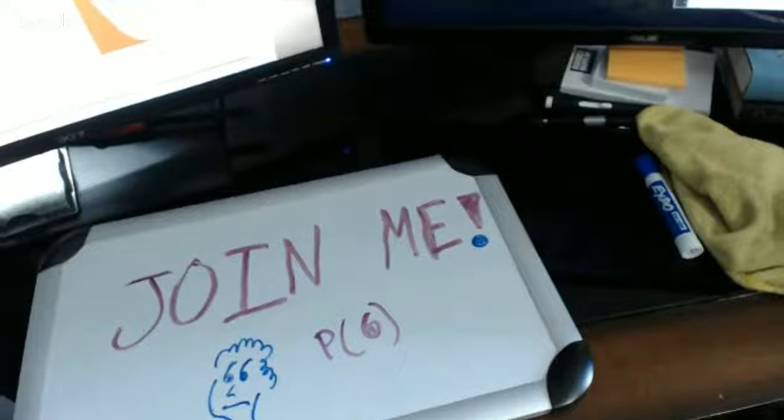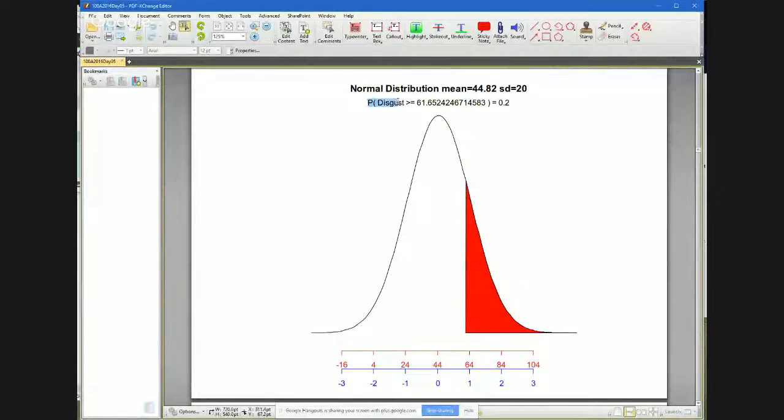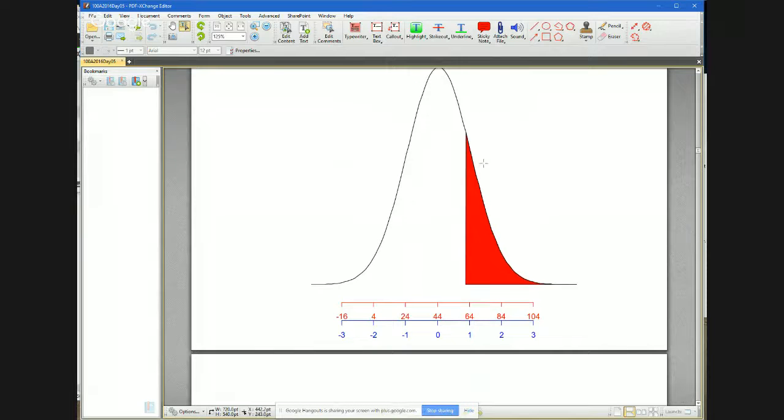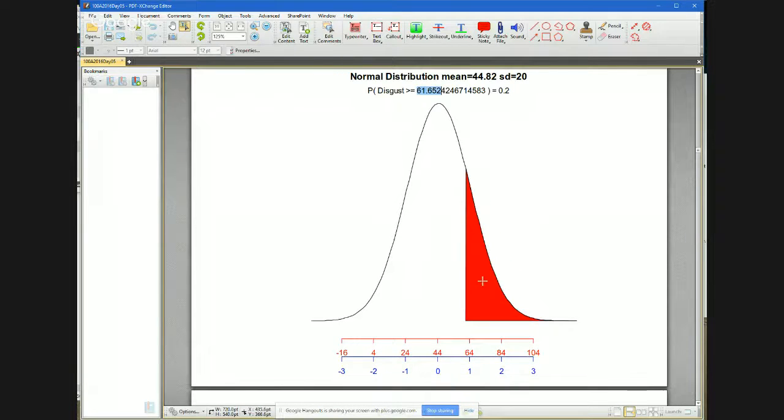So here on the slide, what he's actually asking is what's the probability of disgust being greater than or equal to 61.65? He wants to know literally, what's the chance of getting a score this high or greater? And so what you're doing here is you're just turning 61.65, which is X, the red is basically the same scale but in raw scores, and below it are the Z score equivalents.